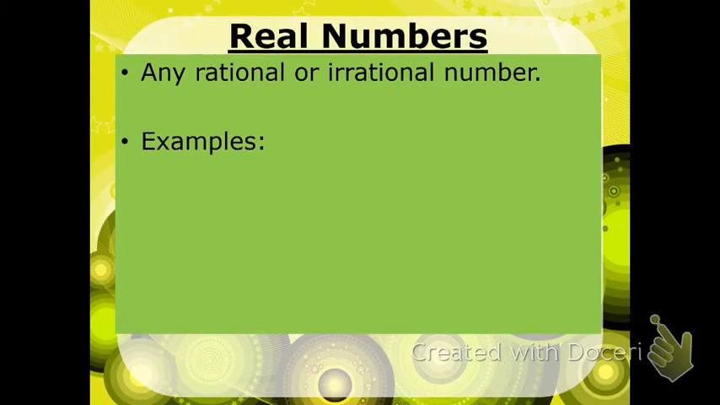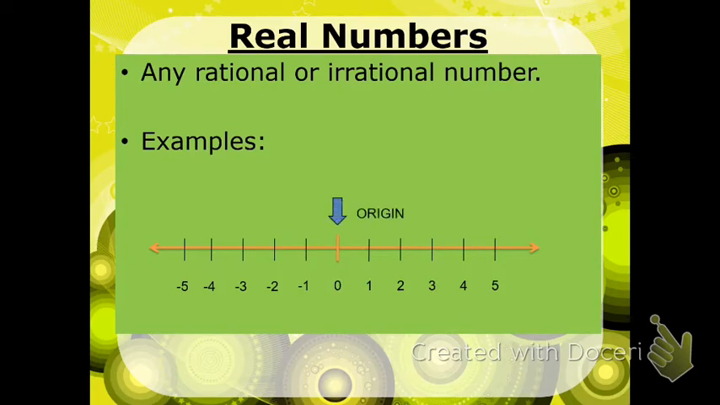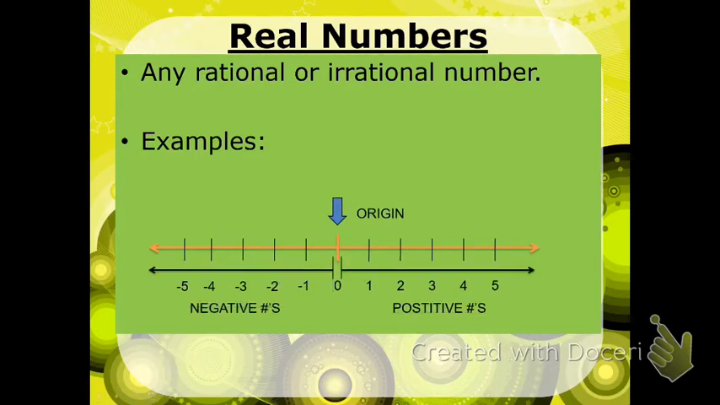Real numbers are the set of all of the rationals and all of the irrationals. So any number that you can plot on a number line is an example of a real number. And that includes positive numbers and negative numbers and 0 and decimals, whether or not those decimals repeat or have patterns or not.